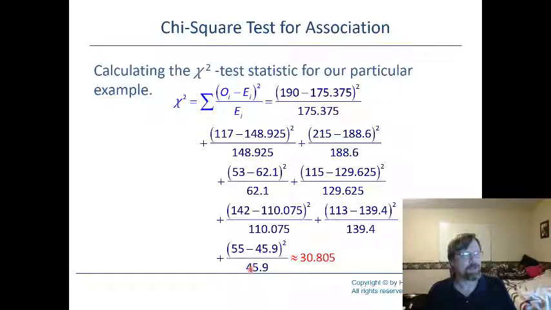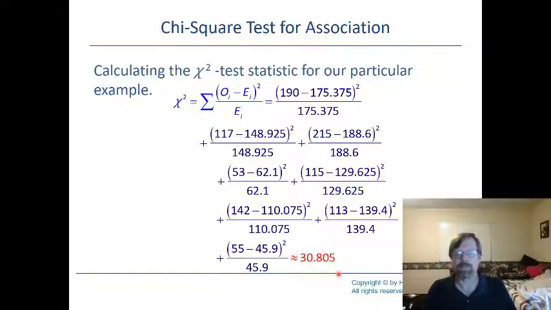Do that for each value. There were 8 values in that table: silver, black, red, other, for each gender. Sorry, my mistake, 8 values, not 10. So we get 30.805.